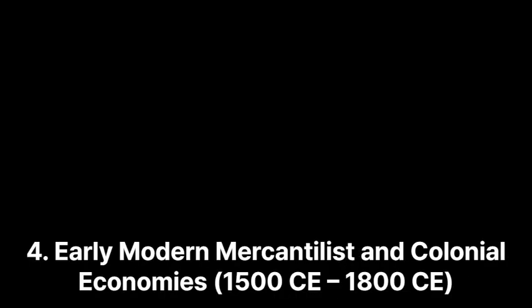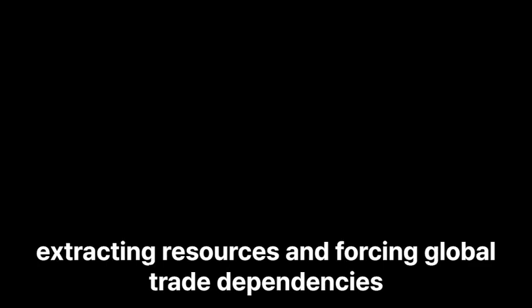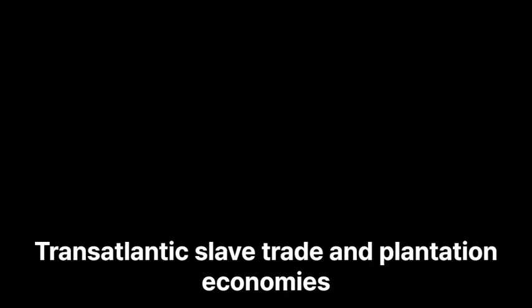4. Early modern mercantilist and colonial economies, 1500 CE to 1800 CE. Mercantilism, state-controlled trade, and protectionist policies dominated European economic policies. European powers established colonial economies, extracting resources and forcing global trade dependencies. Key developments: transatlantic slave trade and plantation economies, rise of stock markets and joint stock companies, e.g. Dutch East India Company, early industrialization and mechanization.